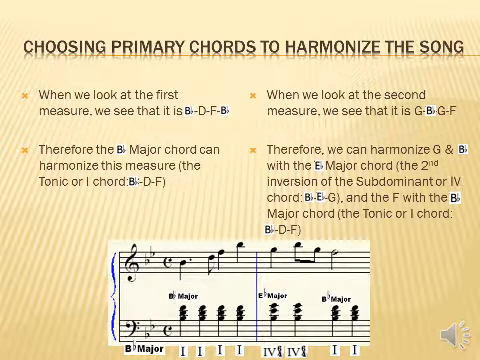Therefore, the B flat major chord can harmonize this measure, the tonic or the 1 chord, B flat D F. When we look at the second measure, we see that it is G, B flat, G, F. Therefore, we can harmonize G and B flat with the E flat major chord, the second inversion of the subdominant or 4 chord, B flat, E flat, G, and the F with the B flat major chord, the tonic or 1 chord, B flat, D, F. And it sounds like this.